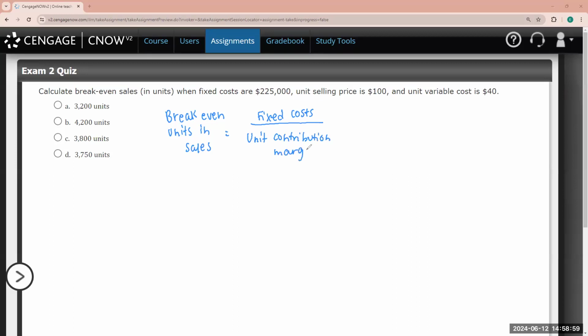And how we calculate this is as follows. The fixed cost, as we see, is already given, 225,000. And our unit contribution margin consists of our selling price minus our variable cost. So in such case, we have a selling price of 100 and a variable cost of 40, which gives us a unit contribution margin of 60.